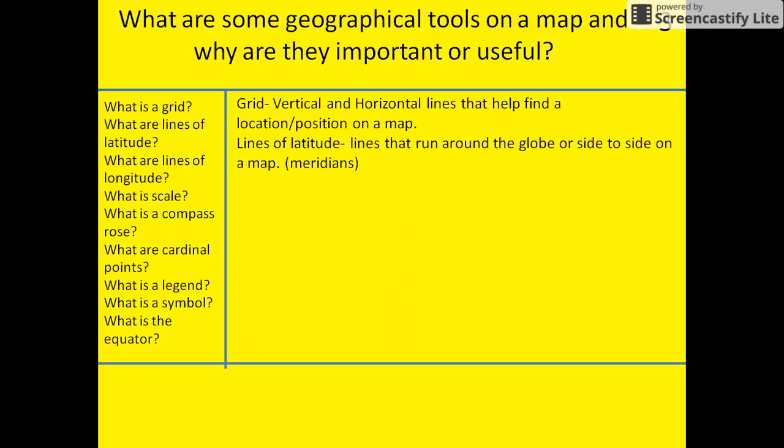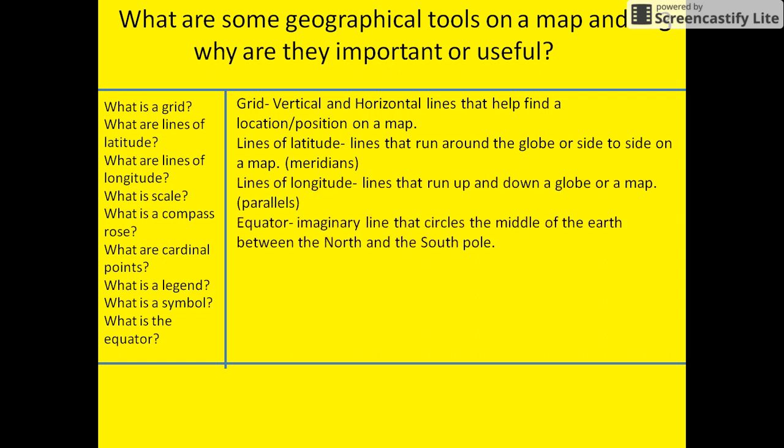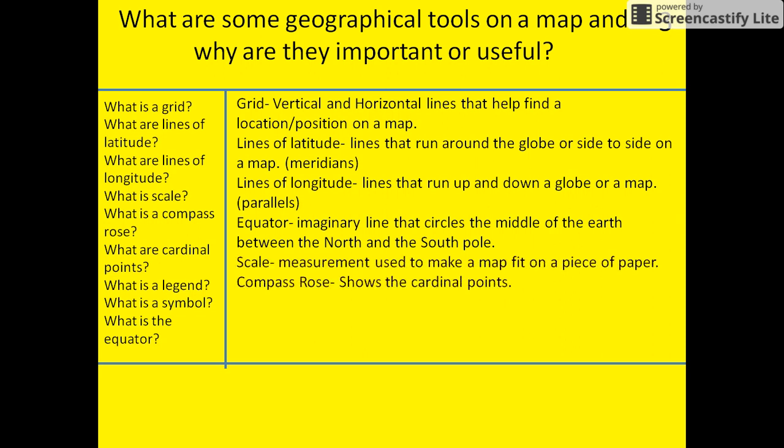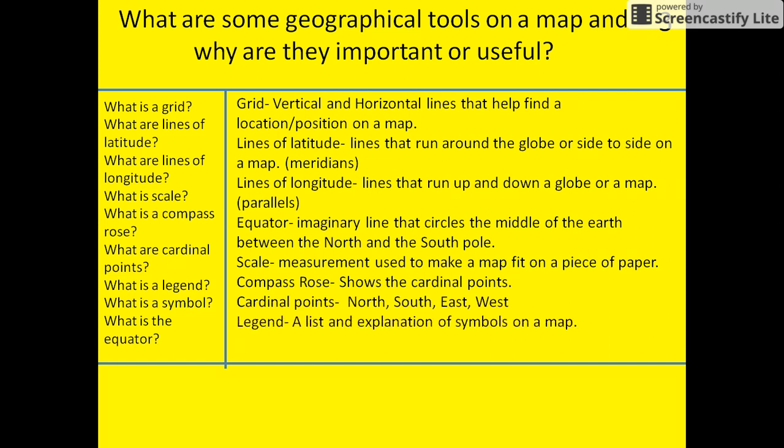So remember, grids are vertical and horizontal lines that help find a location or a position on a map. Lines of latitude are lines that run around the globe or go side to side on a map. Lines of longitude are lines that go up and down on a globe or a map. The equator is the line that separates the middle of the Earth between north and south. The scale is used to make a map that fits on a piece of paper. The compass rose shows the cardinal points. Cardinal points are north, south, east, and west. A legend is a list and explanations of symbols on a map, and a symbol is just a picture that represents a real place or object on a map.